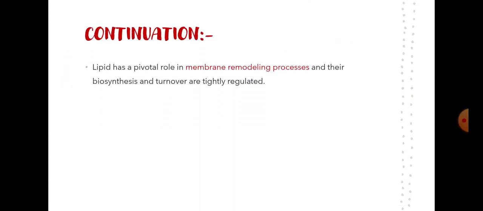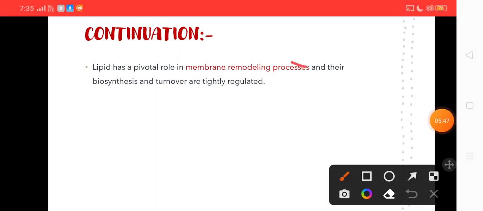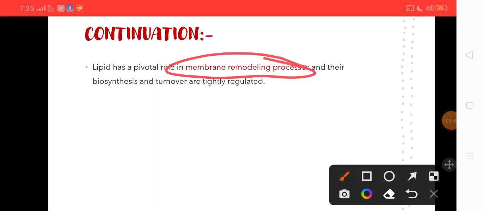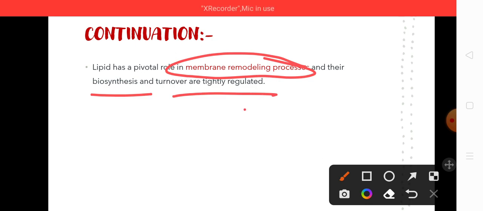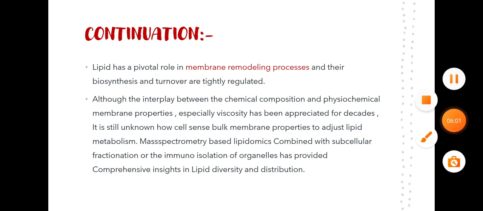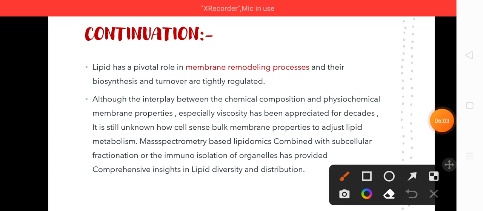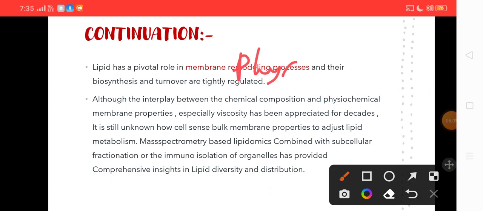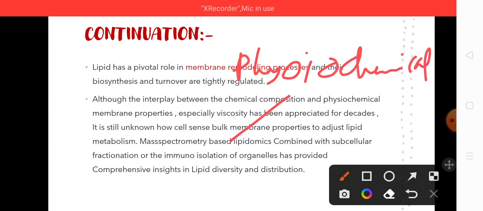So lipid has a pivotal role in the membrane remodeling process. I hope you have understood it very well with the help of the example that I have given. So their biosynthesis as well as turnover should be tightly regulated. Okay, so although now we have learned that the physiochemical property that the lipid bilayer has depends tightly on what its chemical composition is, right?